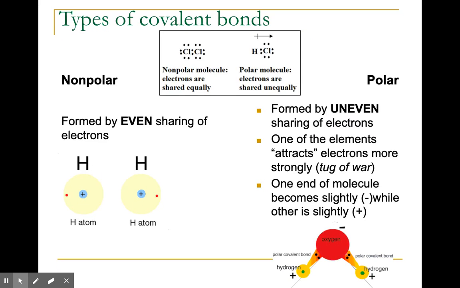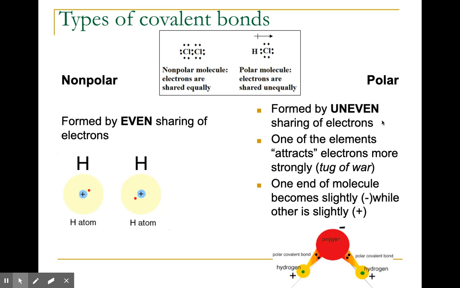There are 2 different types of covalent bonds that you guys need to know. The first type is going to be a nonpolar covalent bond. This is going to be formed by an even sharing of electrons. So as you can see here with our 2 hydrogen atoms, they are equally sharing their electrons. So there's no charges here.